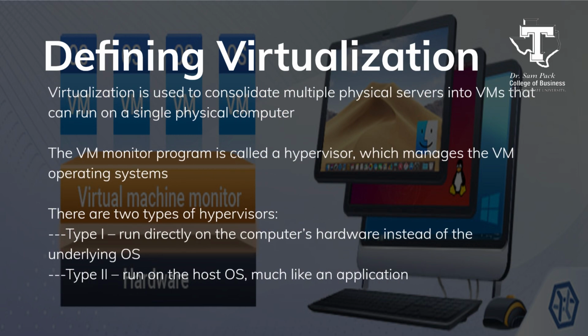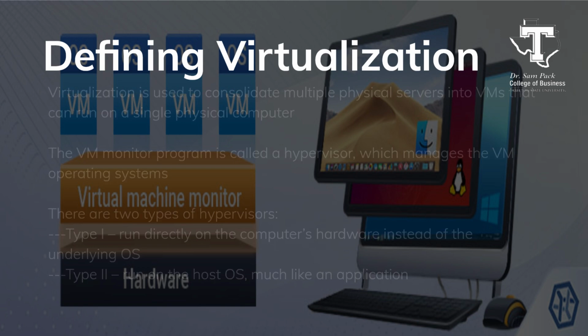Virtualization helps us consolidate multiple physical servers into virtual machines, VMs, that run on a single physical computer. Here's how it works. A hypervisor is the VM monitor program that manages the operating systems of VMs. Type 1 hypervisors run directly on the computer's hardware. It doesn't require an underlying operating system. Type 2 hypervisors run on top of the host operating system, functioning like a regular application.